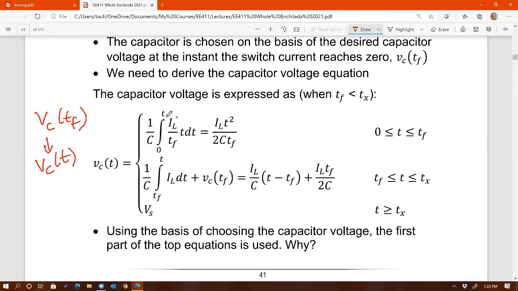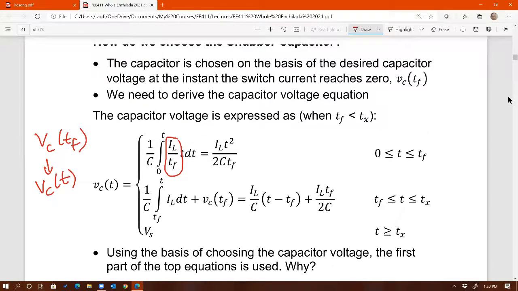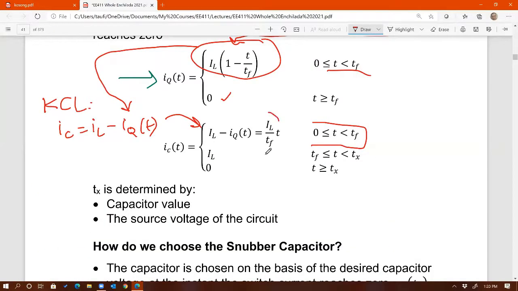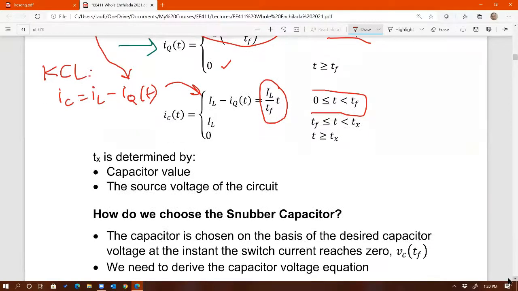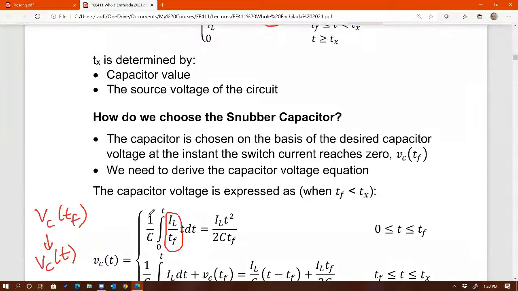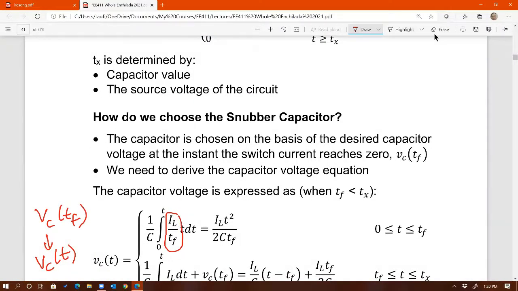This is IC. This is my IC right there. Is that true, from 0 to TF? Right there, from 0 to TF, that's the equation for IC. And that's what I have. That's what I put under the integral, as you can see.